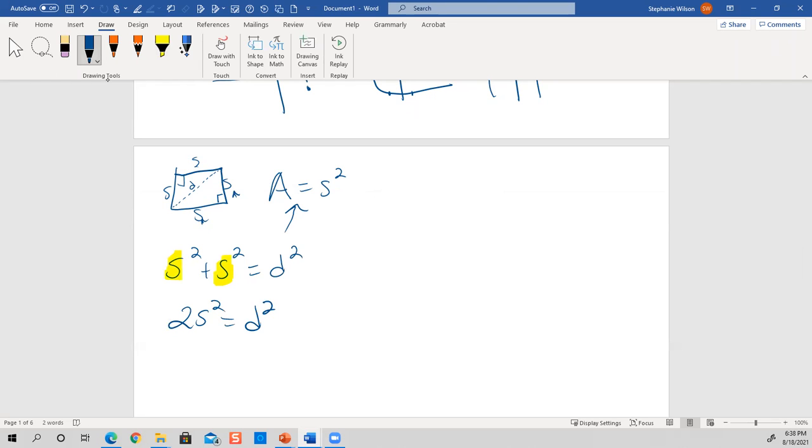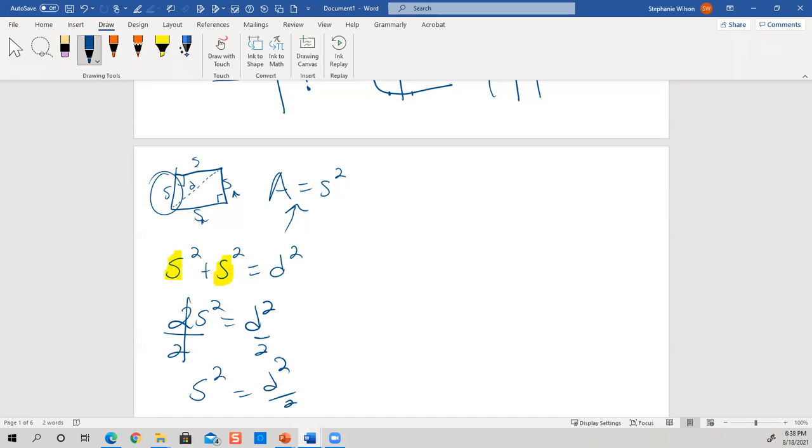All right, so I need S, because that's what we want to know. We want to know what S is. We have to undo the coefficient on this S squared to make it a positive 1. So that means I need to divide both sides by 2. That gives me S squared is equal to D squared over 2.